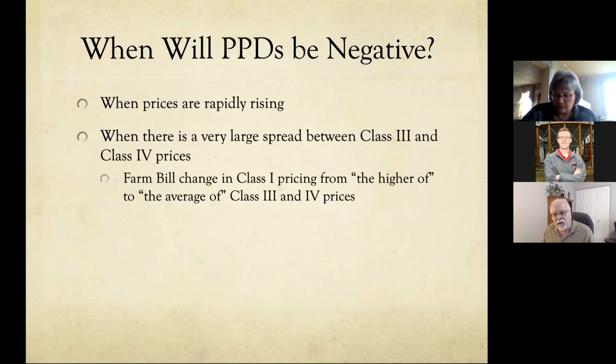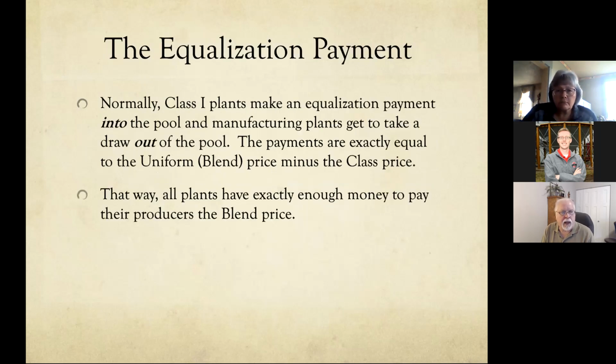But I think it was short-sighted. We didn't actually think that when this spread gets big, if we pay a lot out in class 3, that spread can be so big that it causes negative PPDs. And that's happening now.